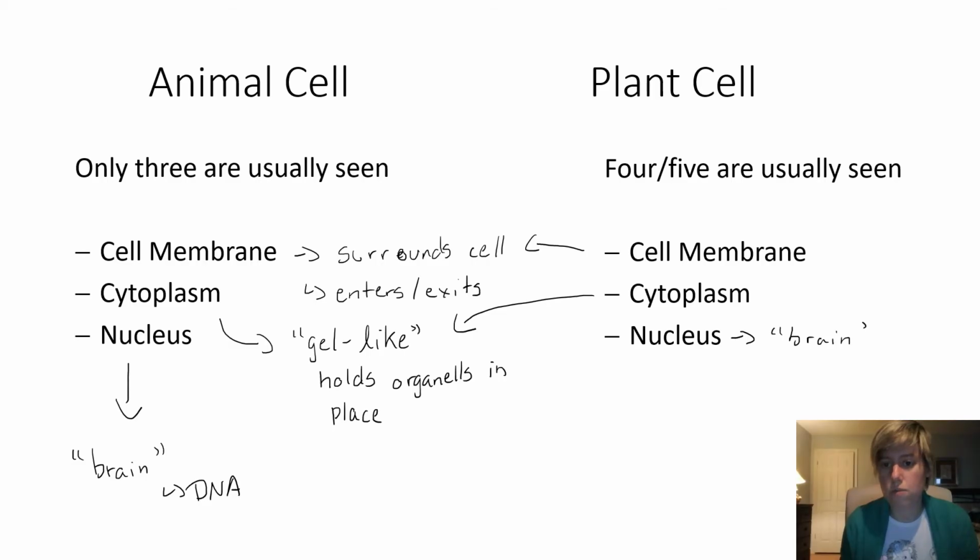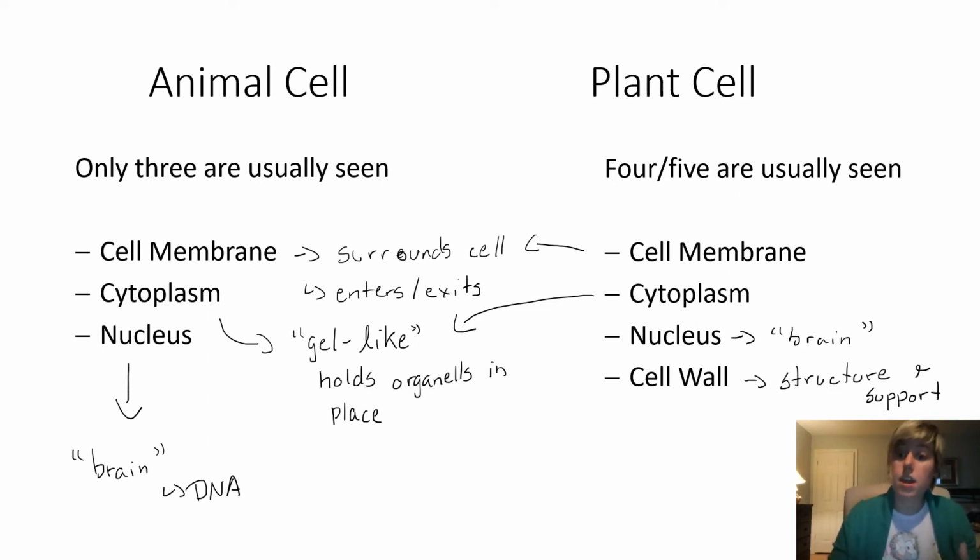Now, the 2 other organelles that you would normally see, first is the cell wall. And the cell wall, again, is kind of like an analogy to bones that you would have in humans, where it gives structure and support to the plant. And a key thing about the cell wall is that it's actually made out of cellulose, which is a very, very strong and fibrous material, which gives plant cells that extra durability.